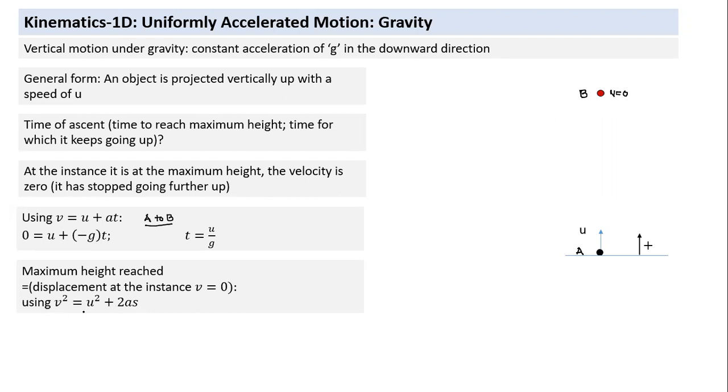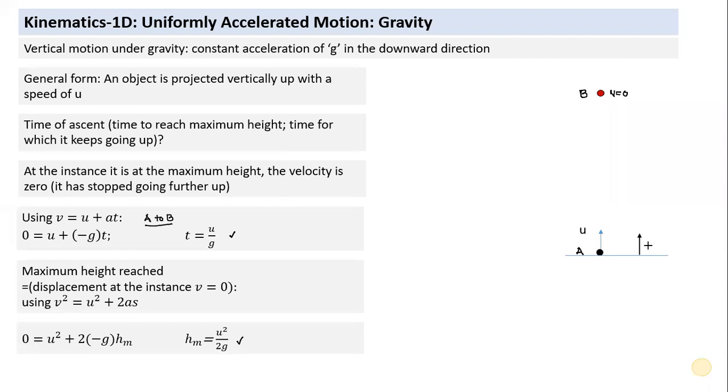So I applied this equation between the 2 points A and B, and for a I substitute minus g. If I substitute those values, v is equal to 0 and so on, I find the maximum height is equal to u squared by 2g. And this is a very simple and very commonly used formula which you should remember.